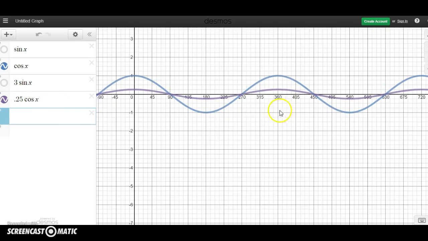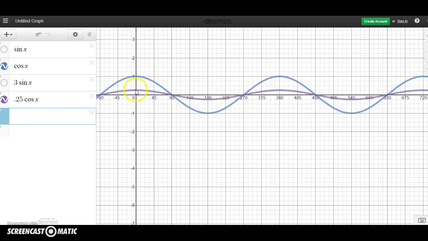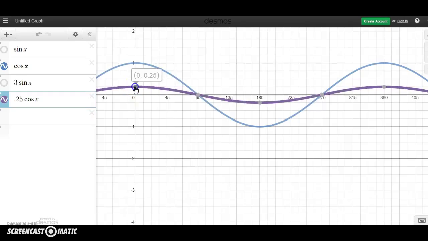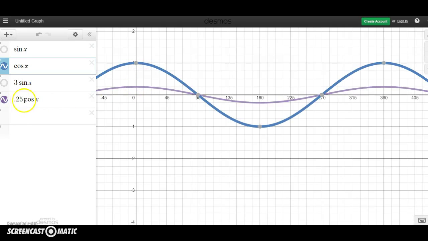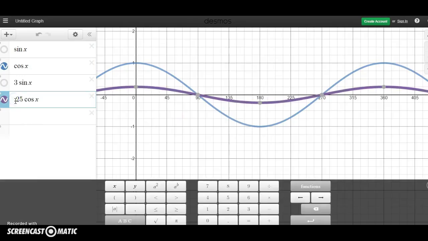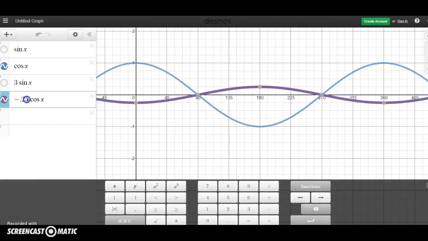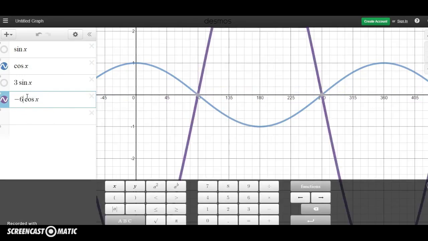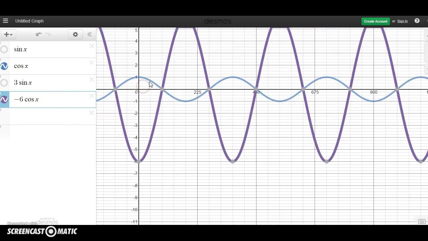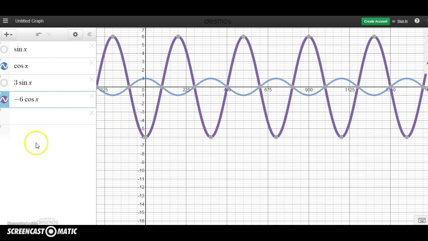Okay, so that's in purple, and you notice now I haven't shifted it or anything, but my amplitude here now goes up to a max of 0.25. So I've taken my amplitude and made it 0.25 as big as it was before. And if I throw a negative in front, again, what's going to happen? It's going to flip. If I change this to 6, it'd be flipped and 6 times as big. Okay, so that's what we call a change to the amplitude.